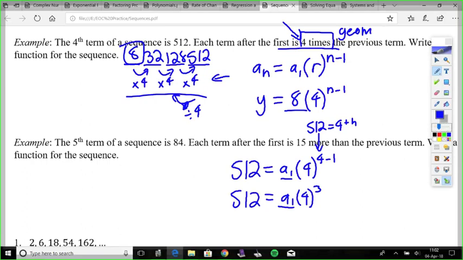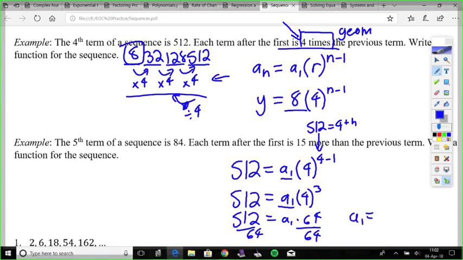What is 4 to the third power? 4 times 4 times 4. 64. So this is 512 equals A1 times 64. So you can divide by 64, and you'll get A1 equals whatever 512 divided by 64 is, which is 8. So you get the same thing.